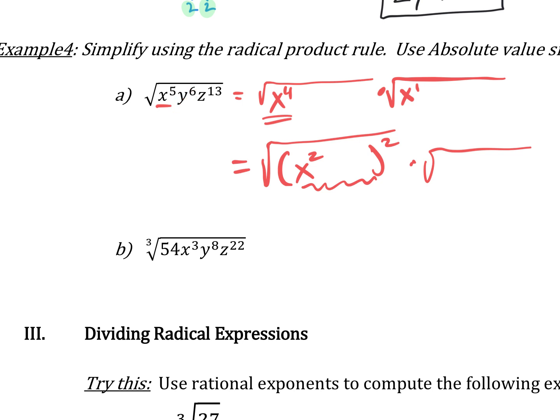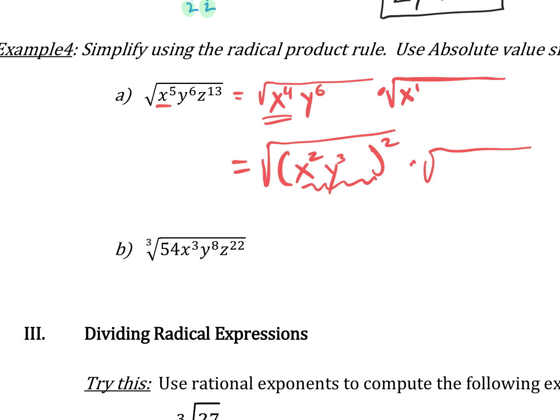And what about y to the sixth? Can we simplify y to the sixth? I think we can, because y to the sixth can be written as y to the third squared. Remember, when we have a power to a power, it multiplies. So y cubed to the second power is y to the sixth. These are the same thing. So we can simplify y to the sixth, and we can simplify x to the fourth.